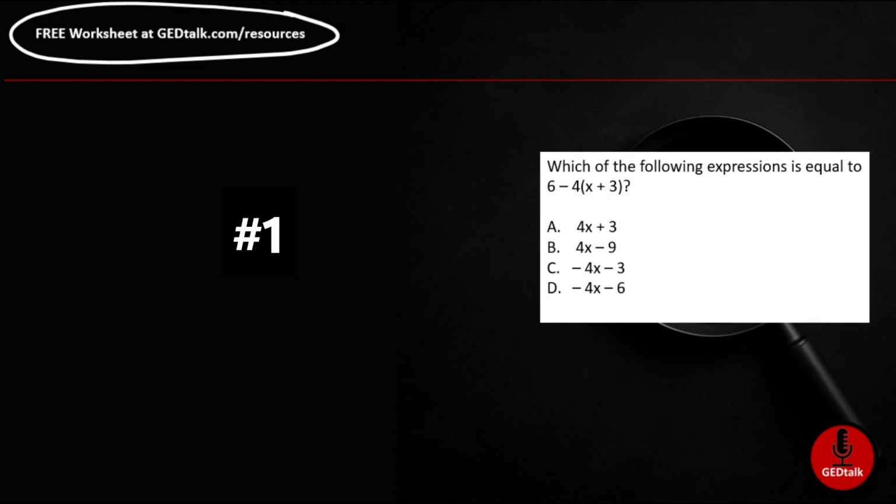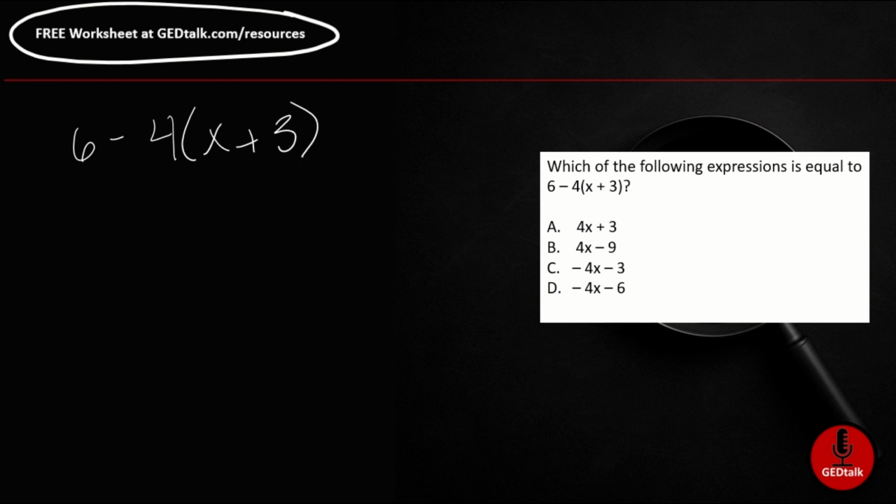The first problem reads, which of the following expressions is equal to 6 minus 4 times x plus 3? And then we see multiple choice options for us. So I'm going to rewrite the problem over here so I can work on it. 6 minus 4 times x plus 3. So the first thing I notice that I can do is I can distribute this negative 4 to the x and to the 3, which are in that parentheses. So let's go ahead and do that.